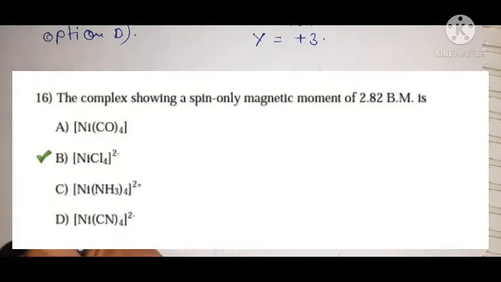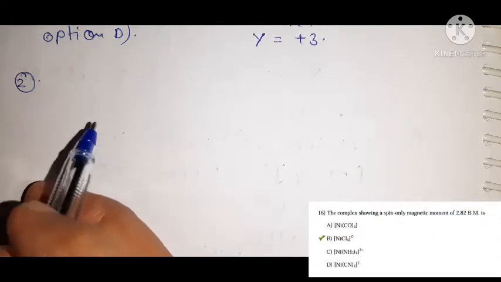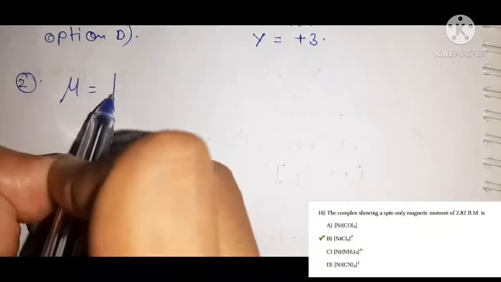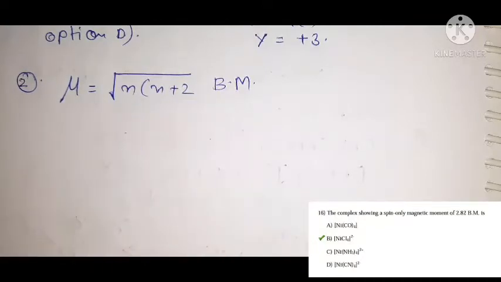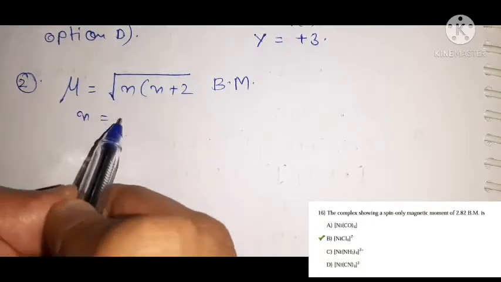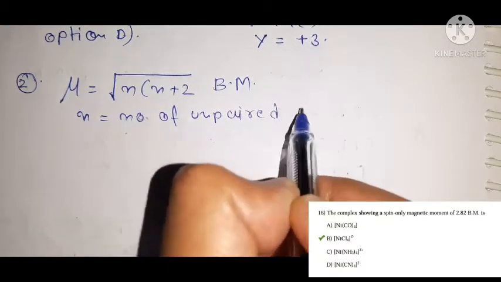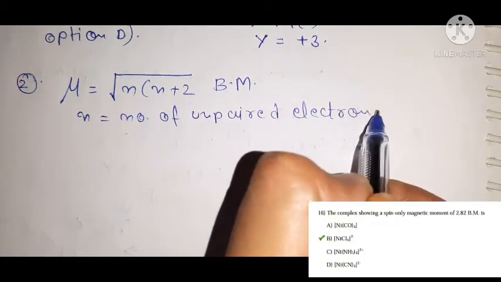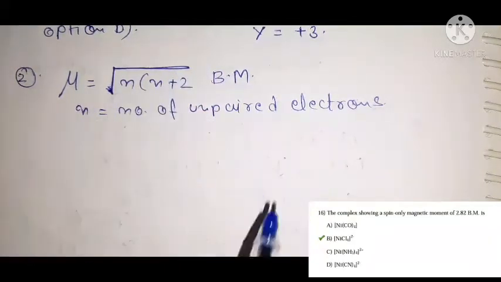Let's do the solution of this question. Friends, we know very well that for spin only magnetic moment we have a clear formula: mu is equal to under root n into (n plus 2) Bohr magneton, where n is the number of unpaired electrons present in the d orbitals of the central metal atom. So on the basis of the calculation of the number of unpaired electrons, you must find the spin only magnetic moment value of that complex.